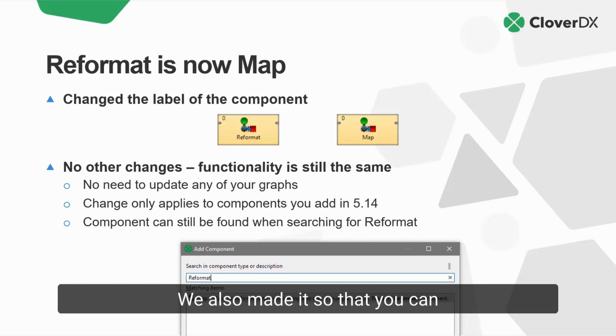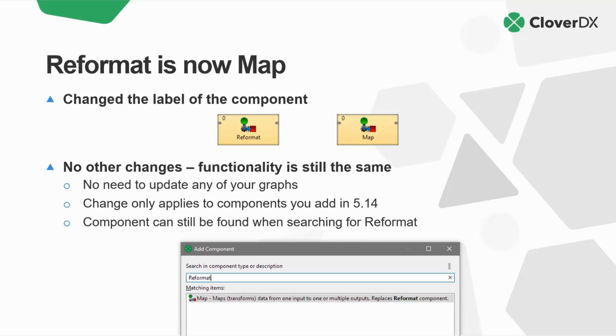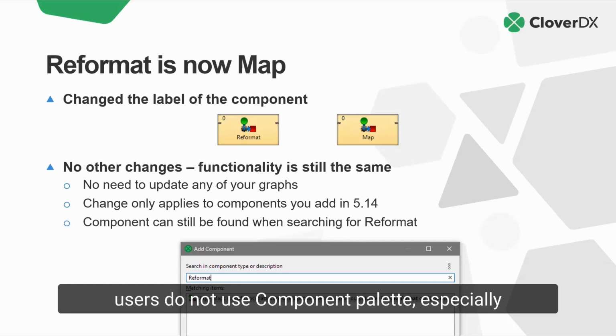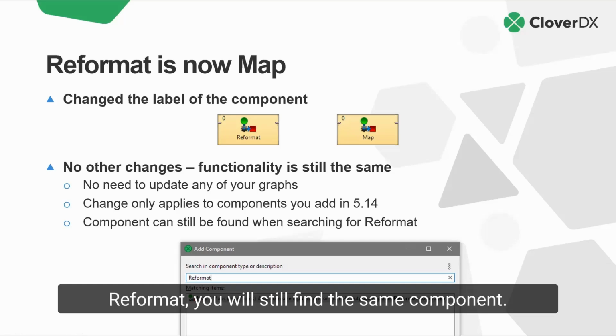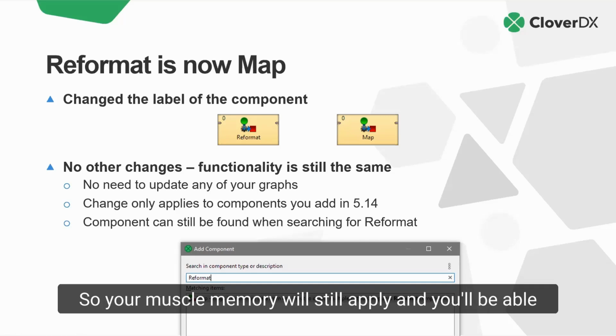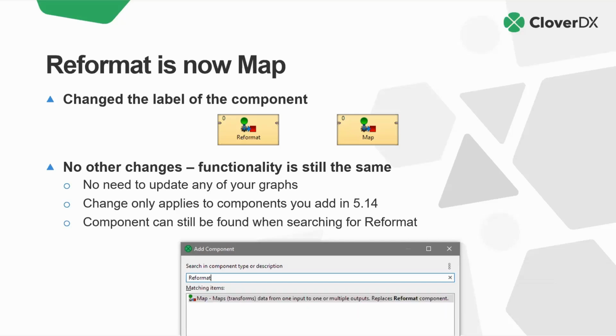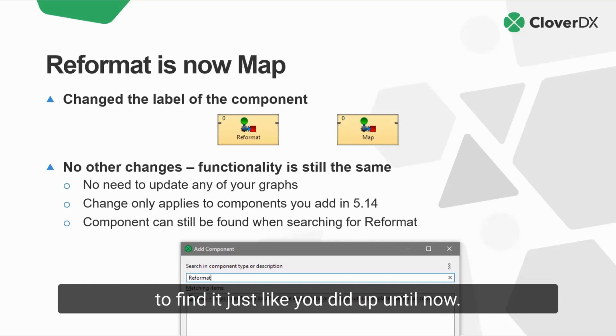We also made it so that you can search for the component using the old name, because we know that many of our users do not use the component palette, especially power users or more advanced users. They search for components through Shift+Space, the search dialog, the add component dialog. And when you type Reformat, you will still find the same component. So your muscle memory will still apply and you'll be able to find it just like you did up until now.